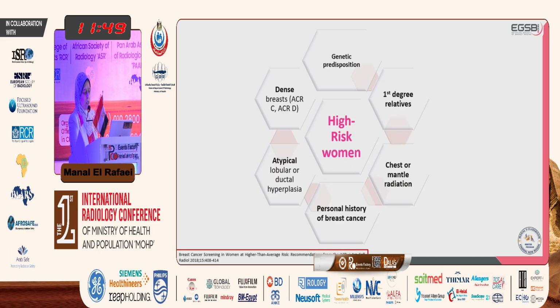So what about high-risk women? Who are those groups? Those are mainly people with genetic predisposition, first-degree relatives, people with a history of chest mantle radiation, personal history of breast cancer, atypical lobular or ductal hyperplasia, and some add dense breasts in this category.